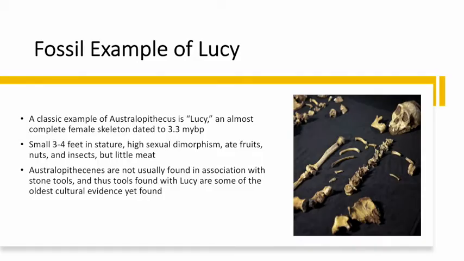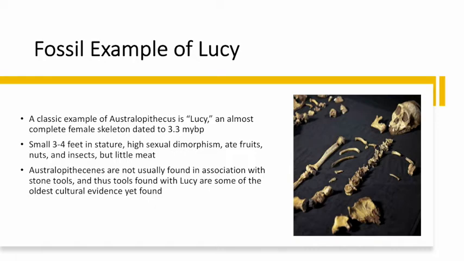So a classic example of the Australopithecines is the Lucy skeleton. It's one of the most intact of the early Australopithecines. About 40% of the entirety of Lucy's skeleton remains for us today. And this is dated to about 3.3 million years before present. So we are far beyond the evidence we had for the genus Homo at this point. In this particular stratigraphic layer, geologically, we do not find evidence of Homo.